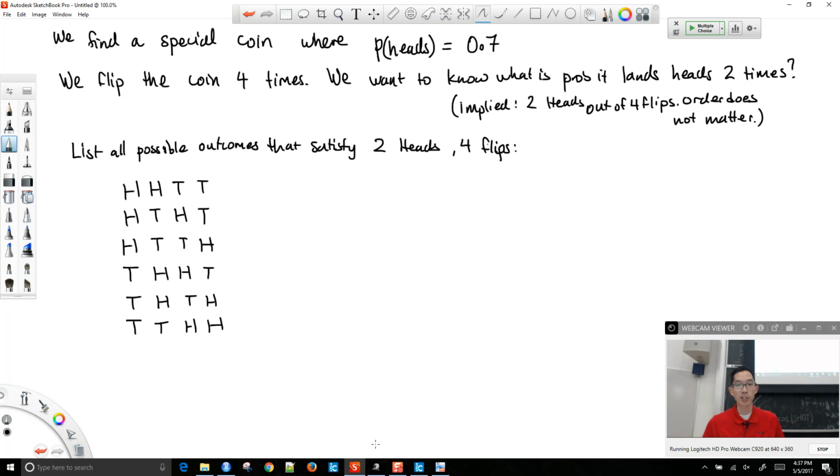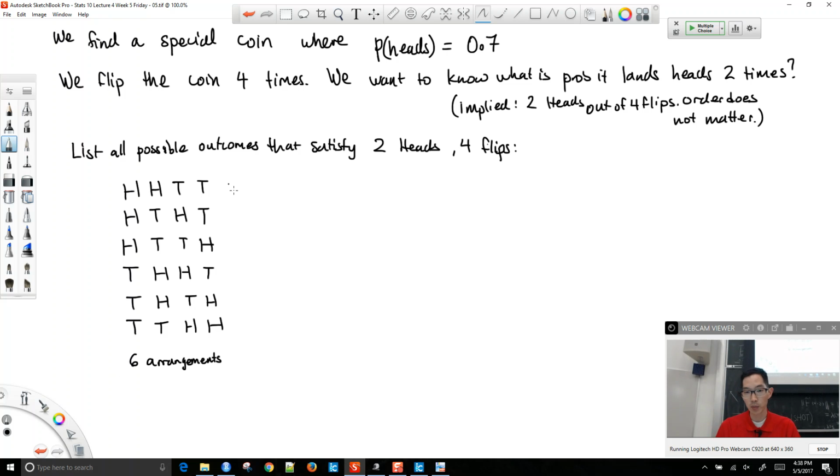Okay, there are 6 arrangements, 6 possible outcomes. Let's figure out the probability for each of these arrangements. Each of these arrangements is mutually exclusive of the others, right? If the coin lands heads, heads, tails, tails, it cannot at the same time have landed heads, tails. There's no overlap between one sequence of events and another. They are mutually exclusive, so I don't have to worry about subtracting off any overlap. The total probability of all 6 arrangements is just adding them up together.